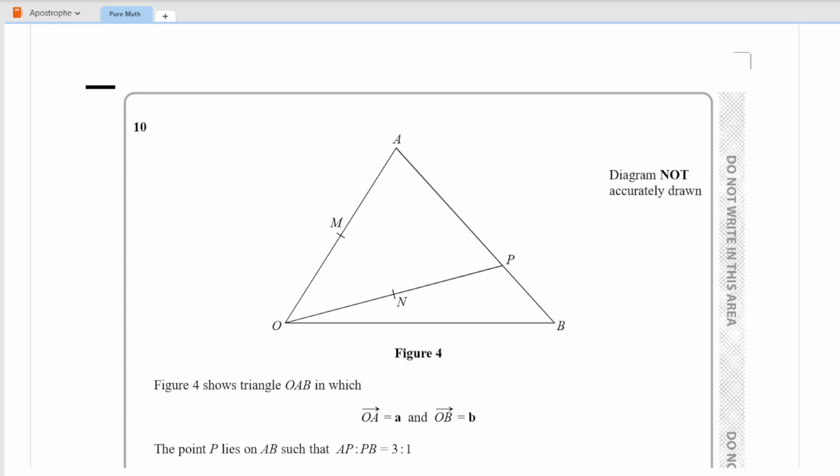Okay, let's do question number 10. It's a vector problem. One of my favorite topics.